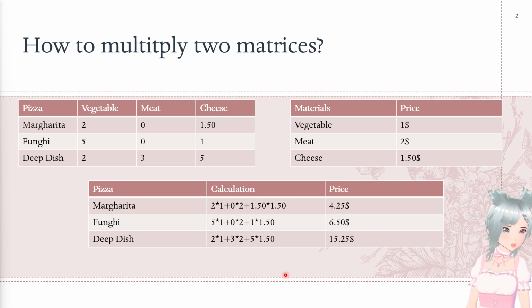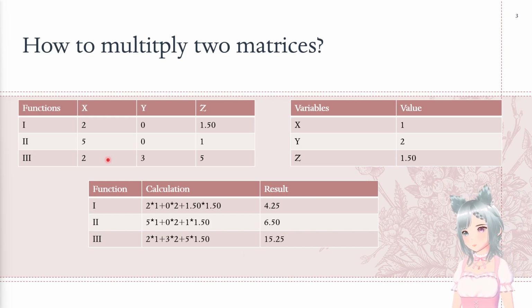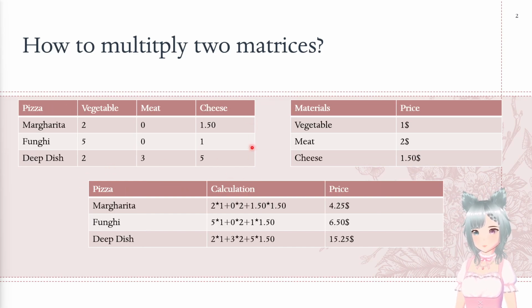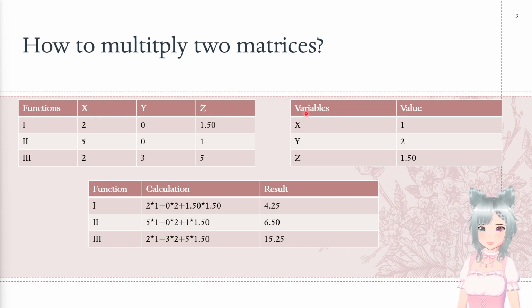So why is this important? Because this is exactly how you multiply a matrix with a vector. Here this is the same matrix as the list before, only now it's not a list of pizzas, but a list of functions. So we have our first function 2x plus 0y plus 1.5z, and then 5x plus 0y plus 1z, and 2x plus 3y plus 5z.